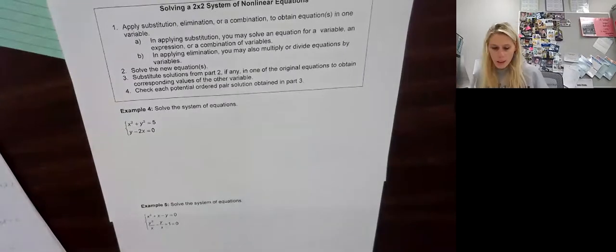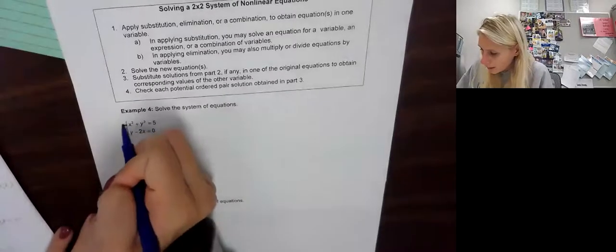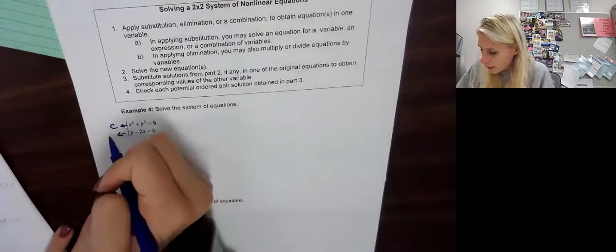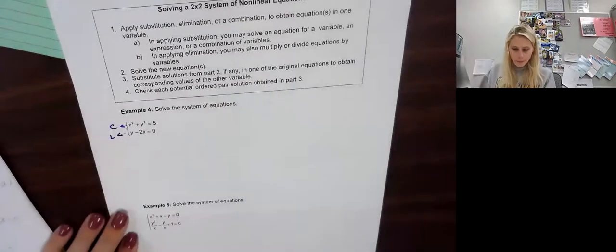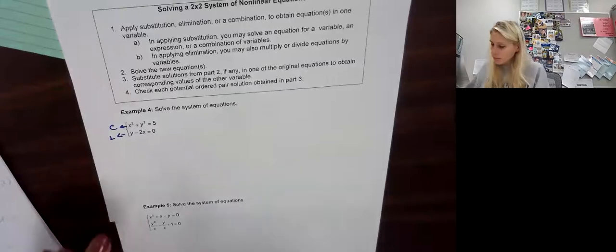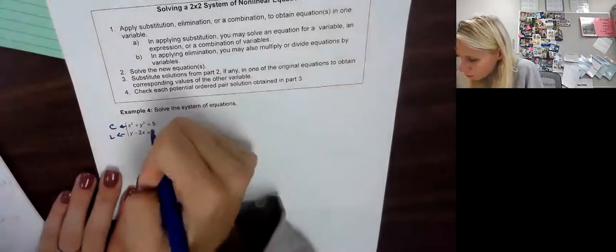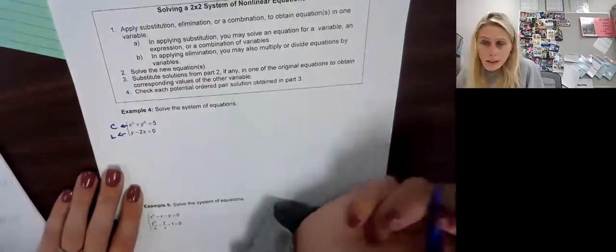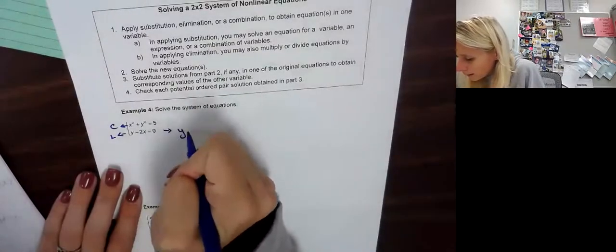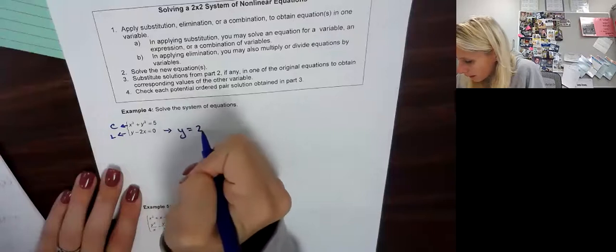Now we're going to get into just a little bit more. Let's see, we have a circle here, right? And because x and y are to the first power here, this is linear. In this case, it might be easier just to do substitution. Which one looks like the easiest to rearrange? Well, the bottom one. So I get y equals 2x.